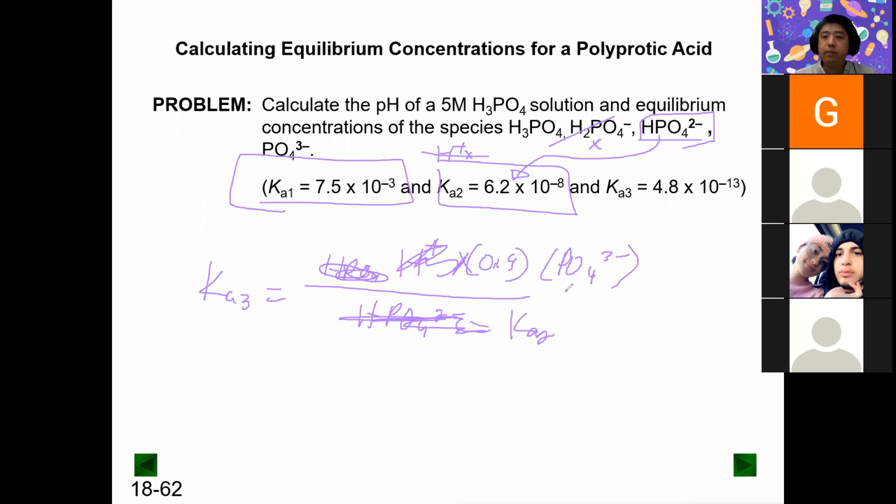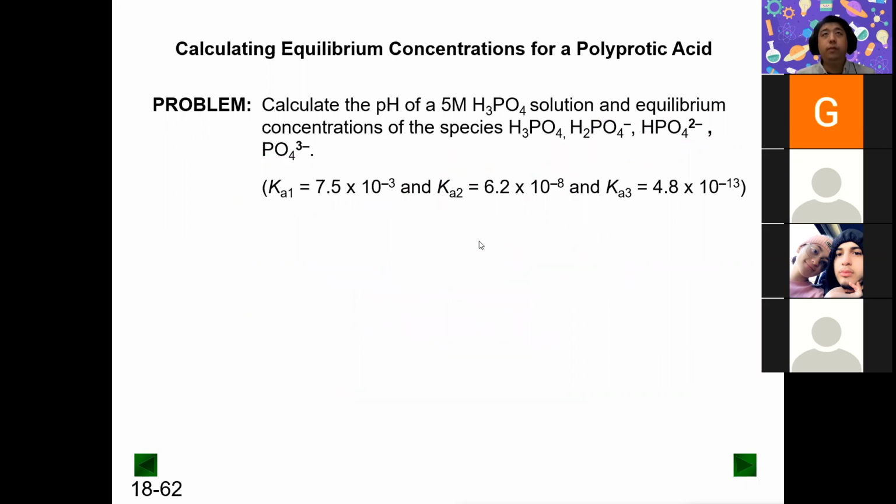Any questions? Okay. So question for you, how likely are you to see a polyprotic acid question in your quiz? That's correct, very likely, okay? So make sure you understand how to do this.